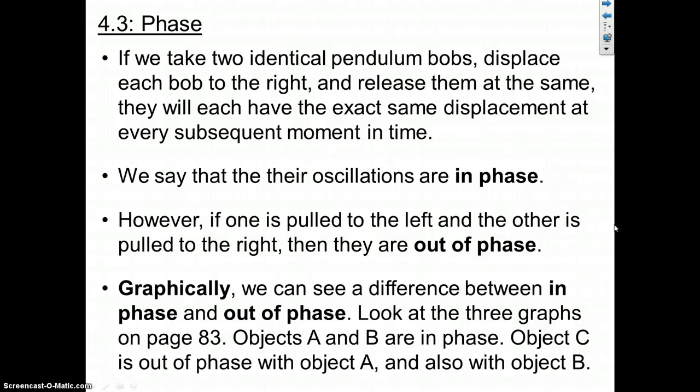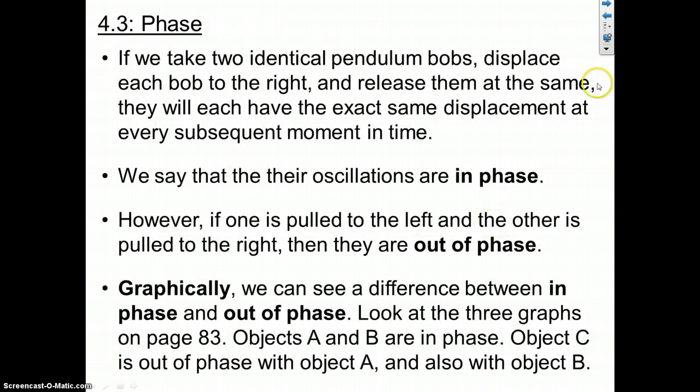Object C, on the other hand, is a mirror image of object A and B. Its graph is a mirror image of the graph of A and a mirror image of the graph of B. So object C is out of phase with A and B. Right? Now I want you to draw these into your notes, these three graphs, and state that A and B are in phase and C is out of phase with the two. Right.